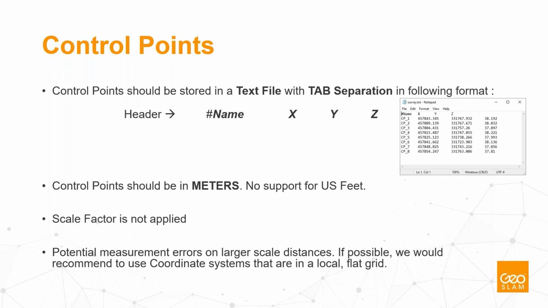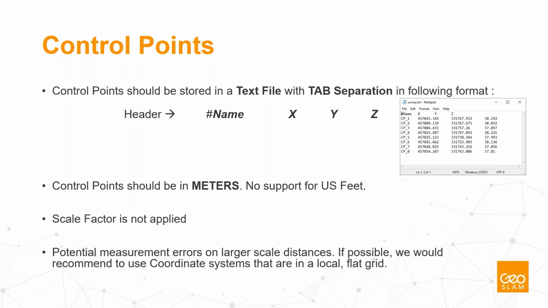This is all for the next few slides. They're all explained more in-depth in the user guide, so I'm not going to get into much detail. But control points have to be stored in a text file format with tab separation. The format is stated in the user guide. We will be working, of course, on getting this improved and adding more formats to it.